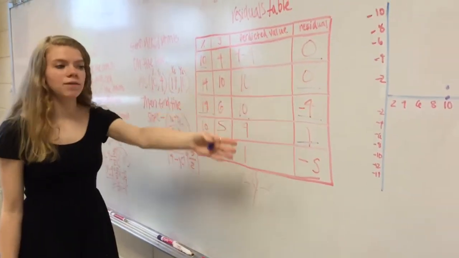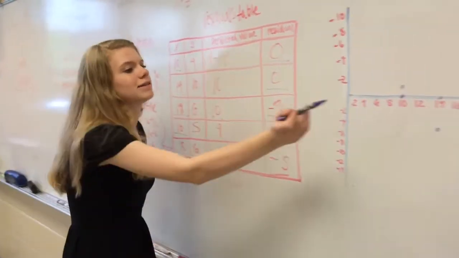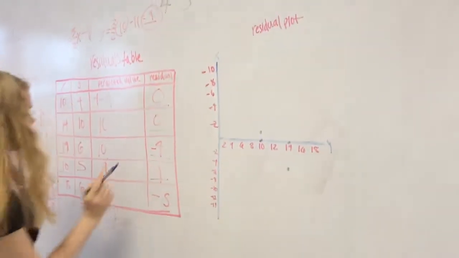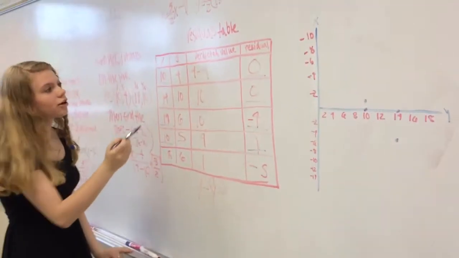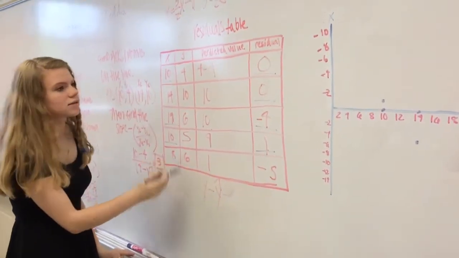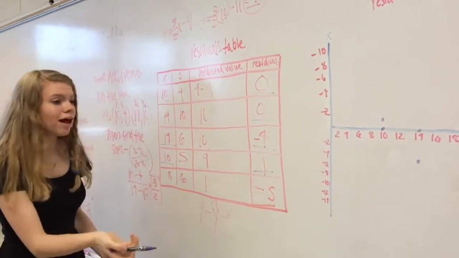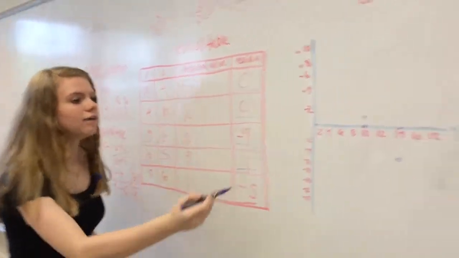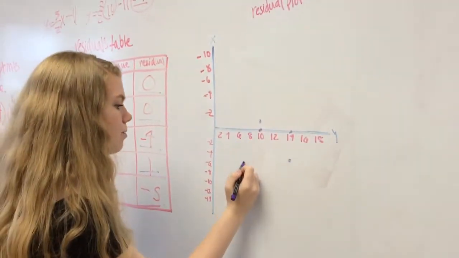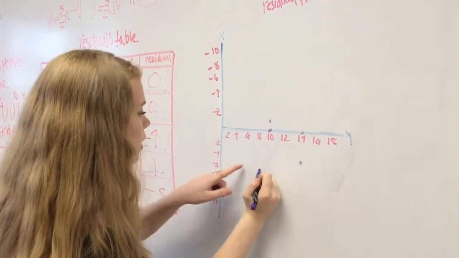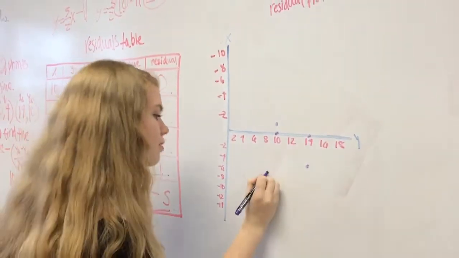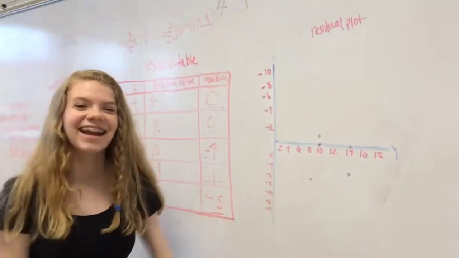Now that we found all of our residuals, we're going to plot them on a residual plot. I've done all of them except for one just to show you. So what you're going to do is take your original x and your residual y, and you're just going to plot them. So it's 8, -5. We're going to go to 8, and we're going to go to -5. And that's how you plot it.